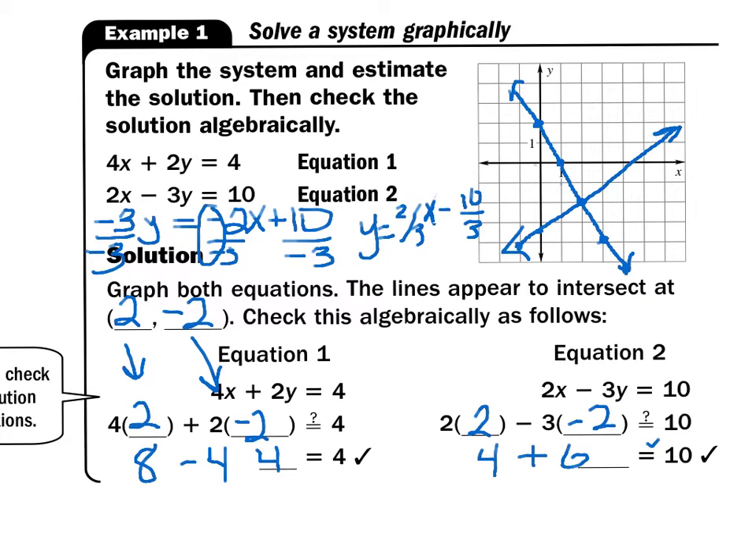So, what you need to do on these, if you're going to graph them yourself, is to make sure to put in quite a few points so you can cross the lines and get the right point.